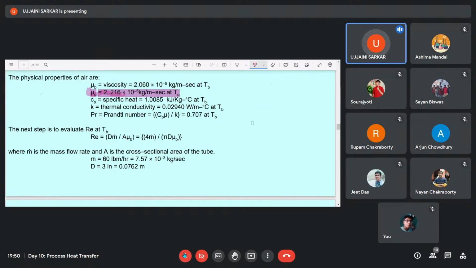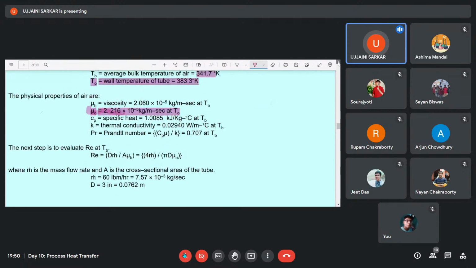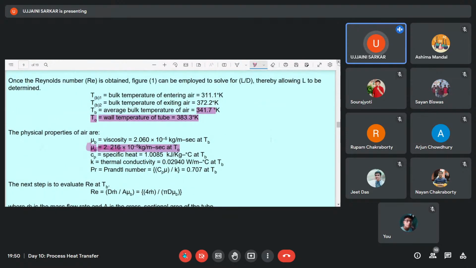So these are the values given. Prandtl number is Cp mu by K. Cp's value is given, K value is given, everything is given. Cp and K values are given at the average temperature, not at the wall temperature. They are given at the average temperature of the fluid that is getting heated up, that is 341.7.